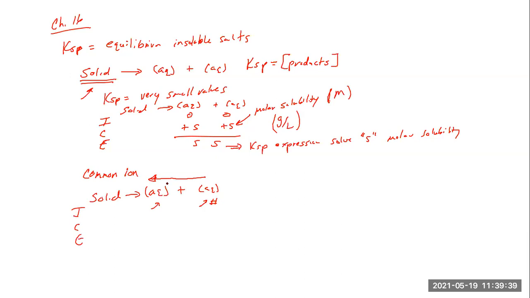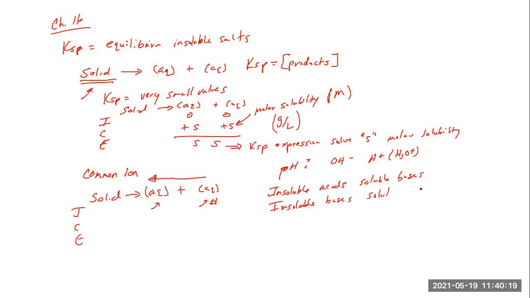We also saw things like pH can play a role in solubility as well. Especially an equilibrium that involves something that has hydroxide in it, maybe some H plus or H3O plus. The solubility could very much be affected by pH. Insoluble acids are soluble in bases, and vice versa. Insoluble bases are soluble in acids. And we saw this, for example, I think maybe we looked at magnesium hydroxide or something like that, which obviously is a base in this case.